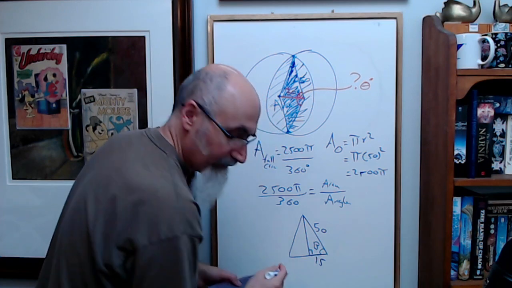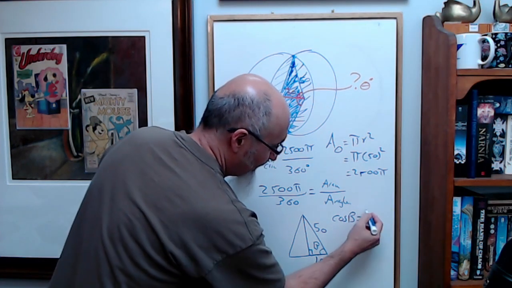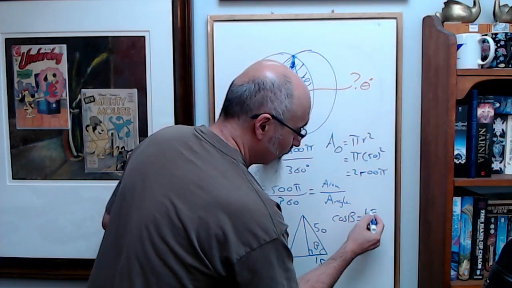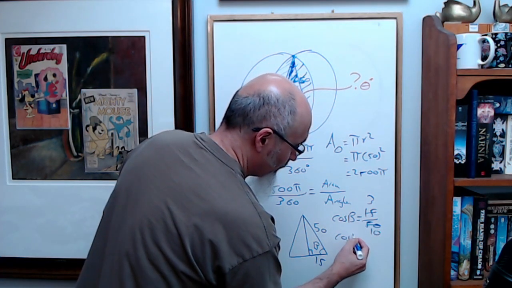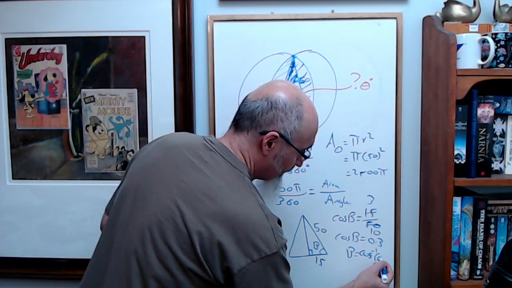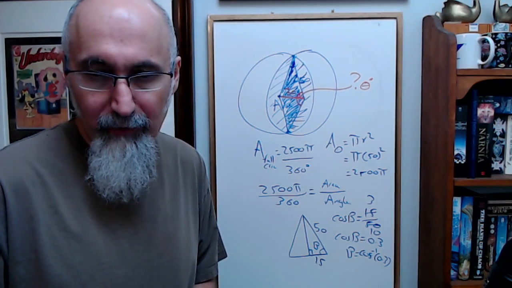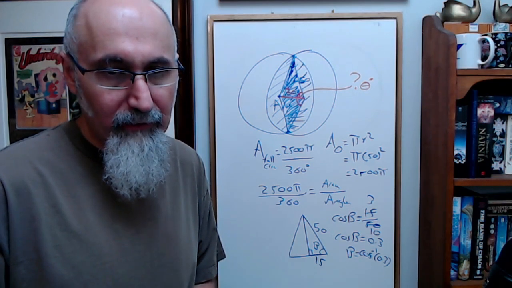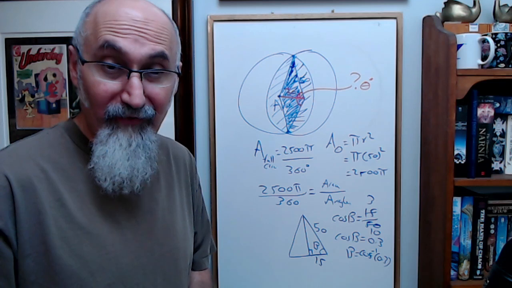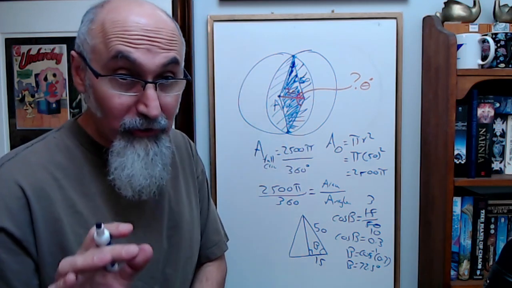Let's call it beta, right? So trigonometry says this is going to be cosine, right? So cos of beta is going to be 15 over 50, right? So we would have to punch that in. 5 goes into 15 3 times, 5 goes into 50 10 times. So cos beta is equal to 0.3. So beta is equal to cos inverse of 0.3, right? Whatever that is, let's punch it in so we get a number. Okay. So 0.3, and we're going to take inverse cos. So that gives us 72.5 degrees. So beta is equal to 72.5 degrees. You should actually use the exact number.